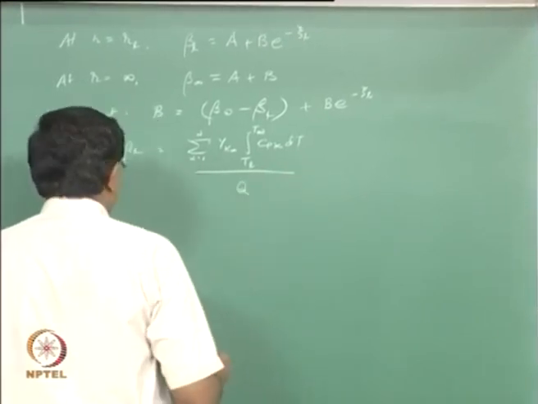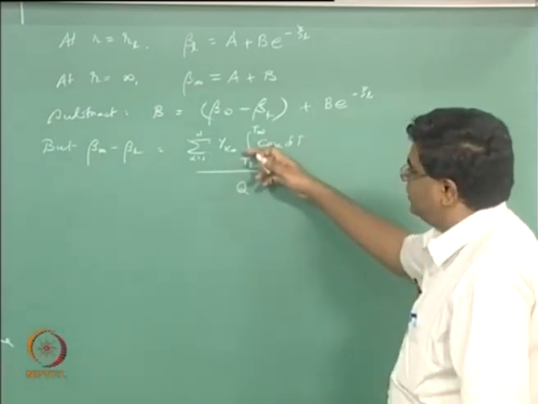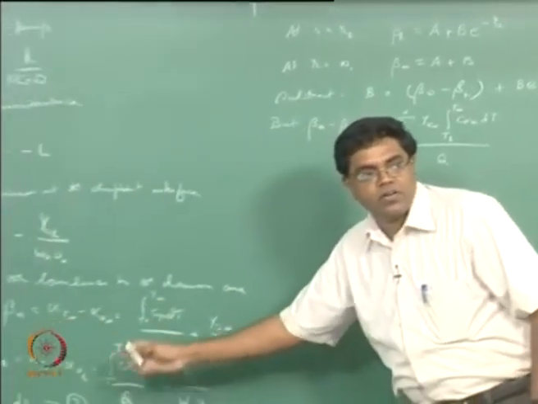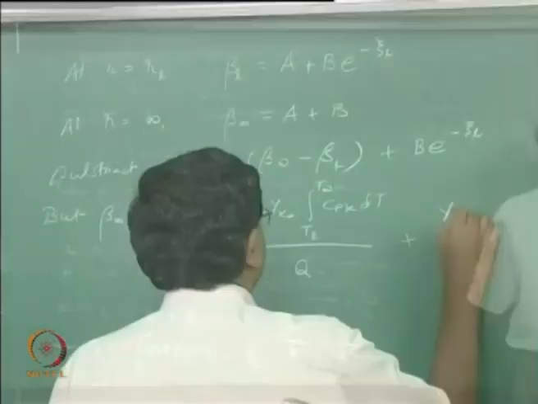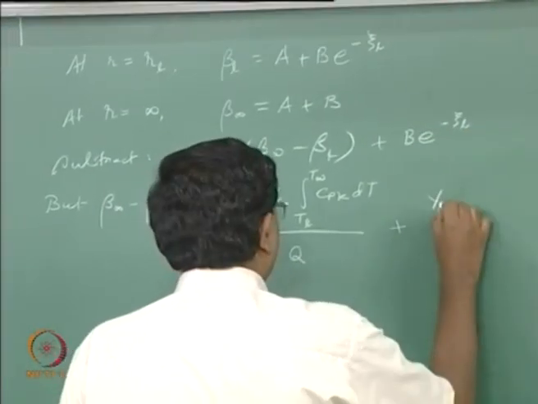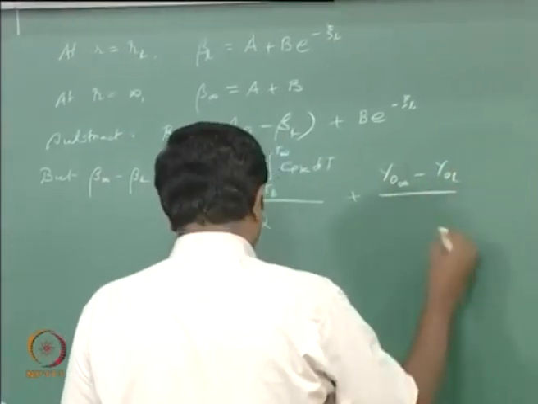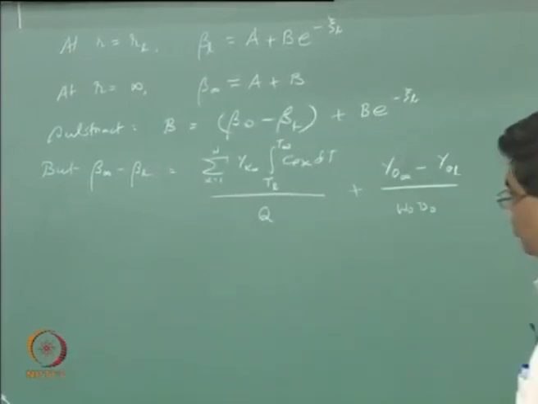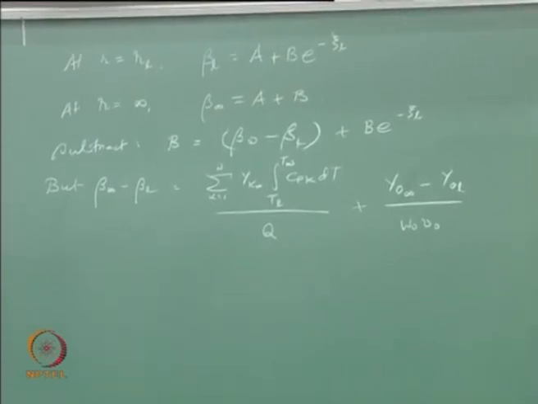Q. And the reason why we are not really worrying about ykl is because, as I said here, if TL is equal to T naught, this is not going to contribute, right? And plus YO infinity minus YOL divided by WO nu O, right? So that's what we get.